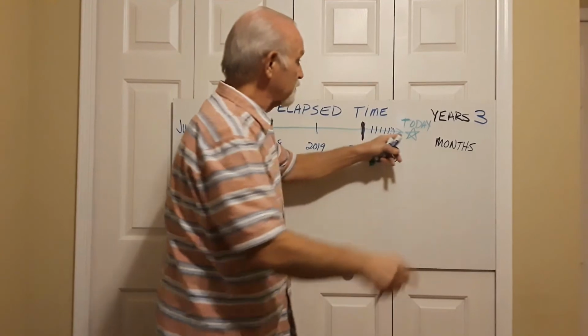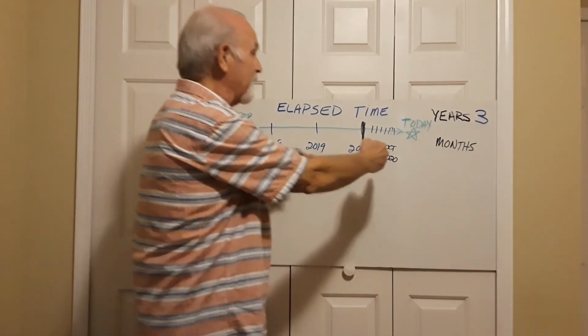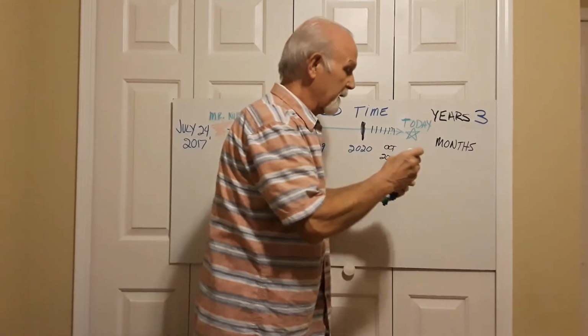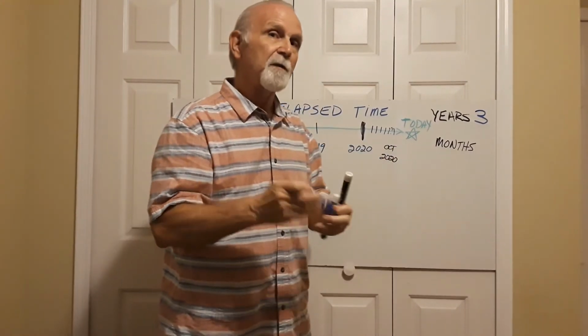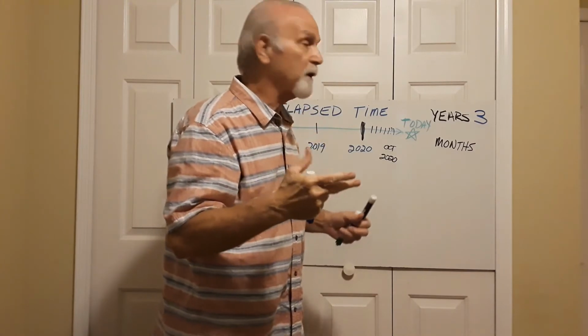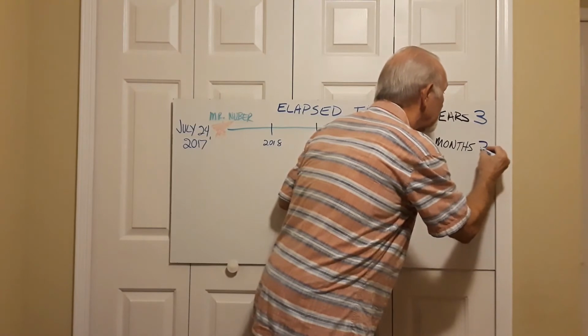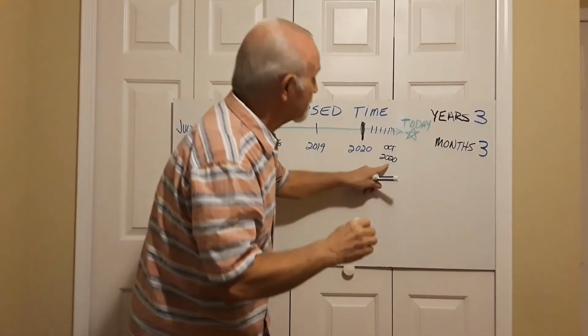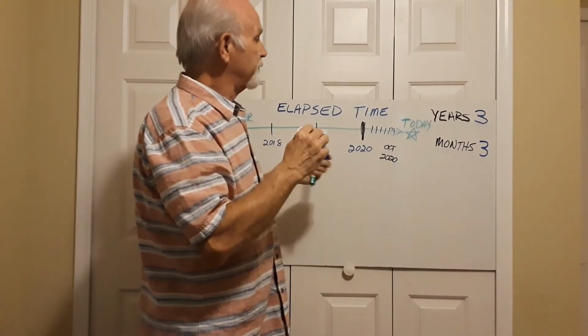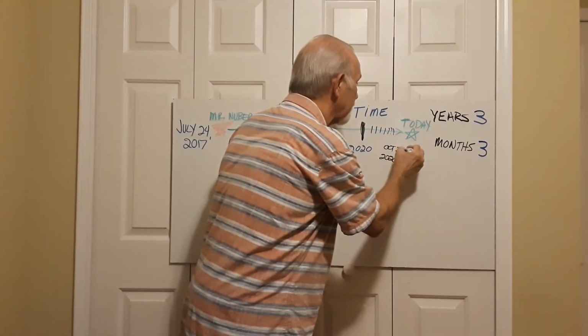Am I closer to today? Yes, I'm getting there. See, I have this big chunk, and now I have a small chunk. And how many months is that? August 24th, September 24th, and October 24th, 3 months. Okay, so now we're up to October 24th of 2020.